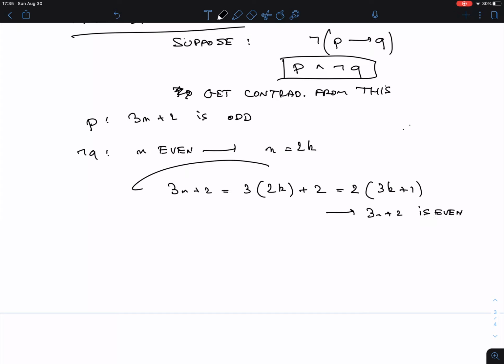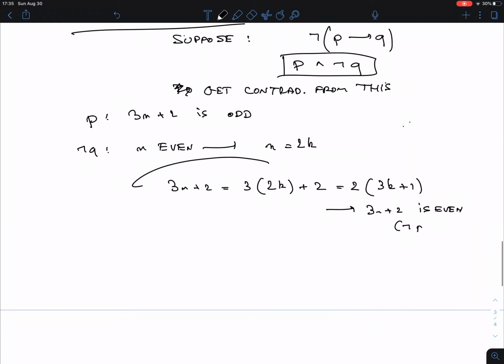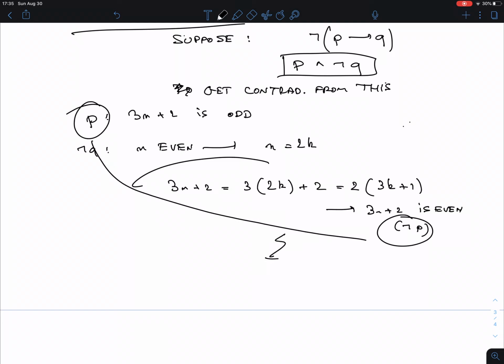Hey, wait a sec. I just said it was odd. So in other words, I just got not P here, and I have already P. So these two together are the contradiction. And we're done.